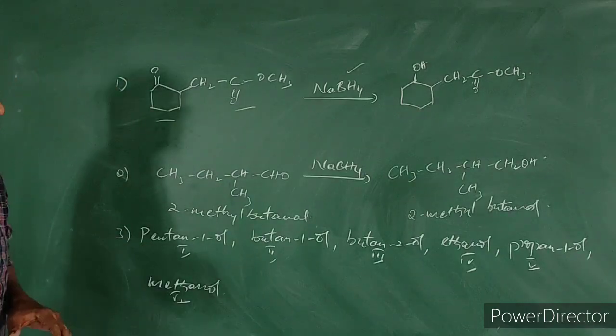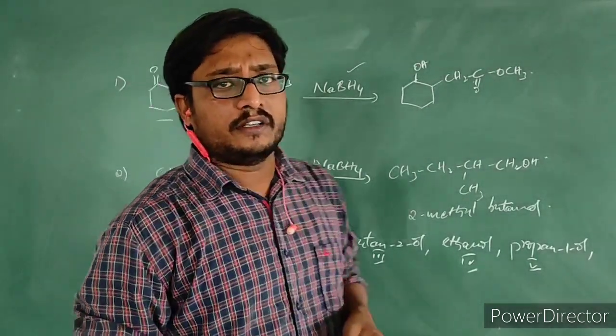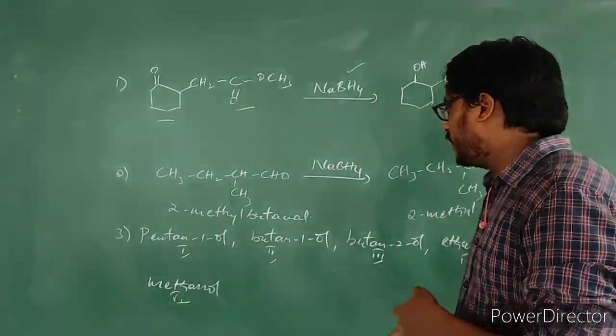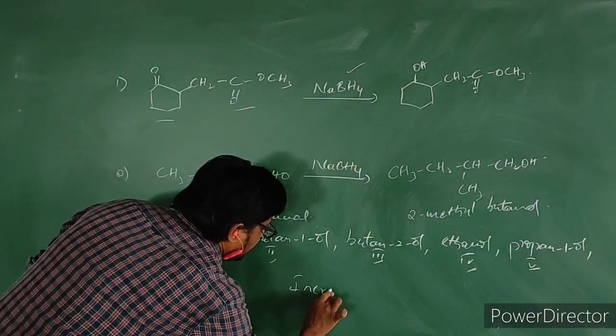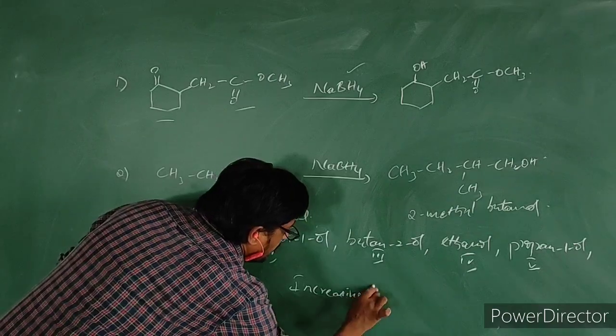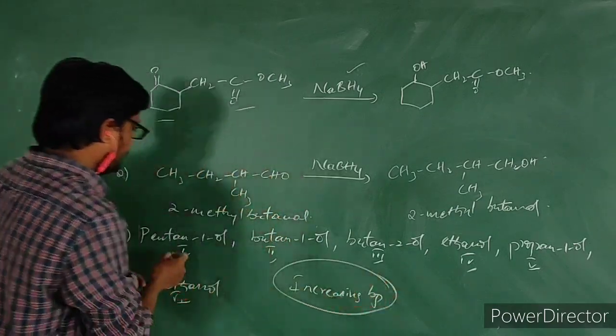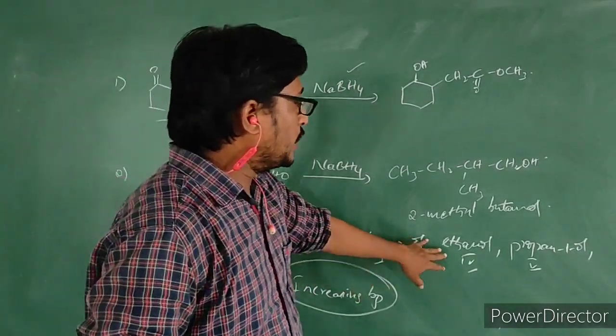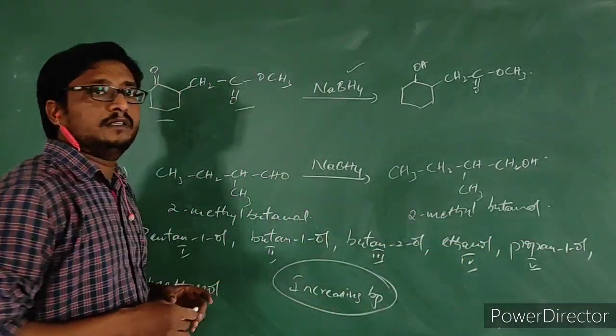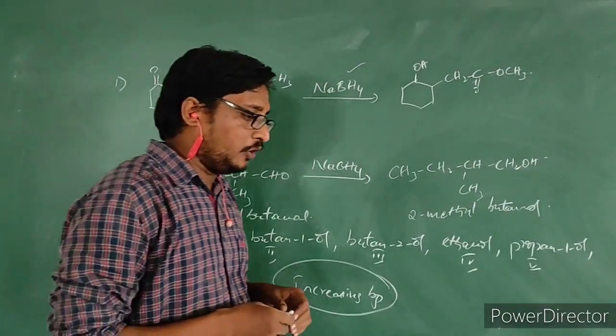Okay, so let us see the next thing here. Third question: we need to give the order of increasing boiling points for these compounds: pentan-1-ol, butan-1-ol, butan-2-ol, ethanol, propan-1-ol, methanol. So we need to give the boiling point order.